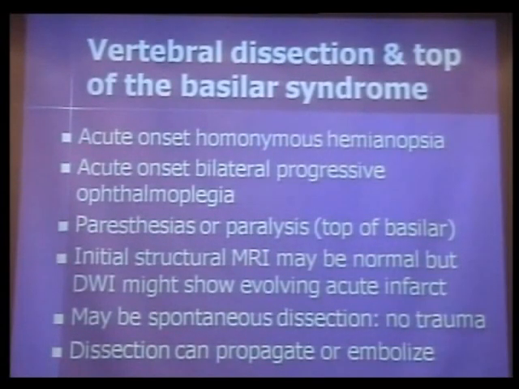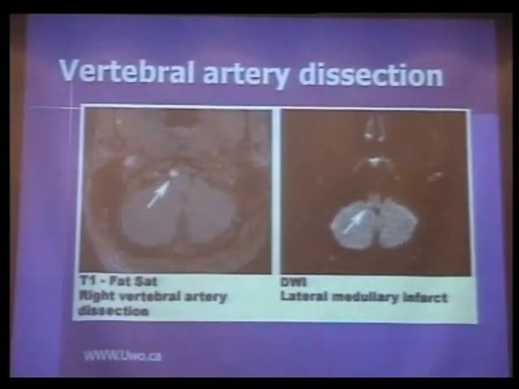We're going to talk about DWI in the other imaging talk, but what I want to emphasize to you is an acute, progressive, bilateral ophthalmoplegia. One of the things on the list is brainstem disease, and one of the things on the acute brainstem disease list is top of the basilar. And vertebral dissection can occur from trauma or be spontaneous, and the thing we want to prevent is the propagation of the emboli and the development of the top of the basilar full-blown syndrome.